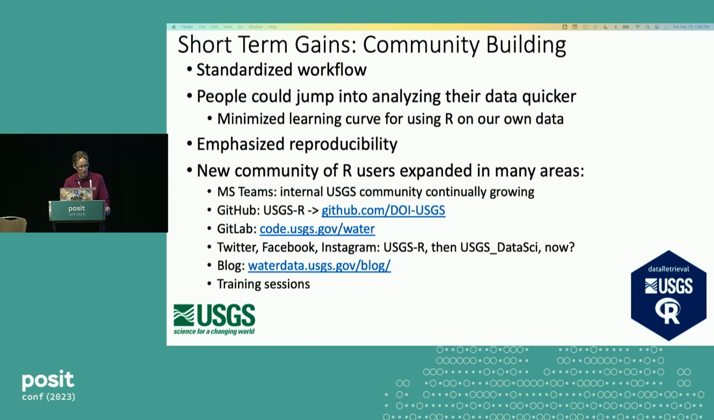It did not take long to start seeing some immediate benefits of creating a package to help users get their data. Standardizing the data retrieval phase of code made collaborating easier and jumping into analyzing the data quicker. More emphasis was being placed on reproducible science, and dataRetrieval made that a little easier. Community engagement flourished. We introduced still active GitHub and GitLab organizations, social media, blogging, and various training sessions.